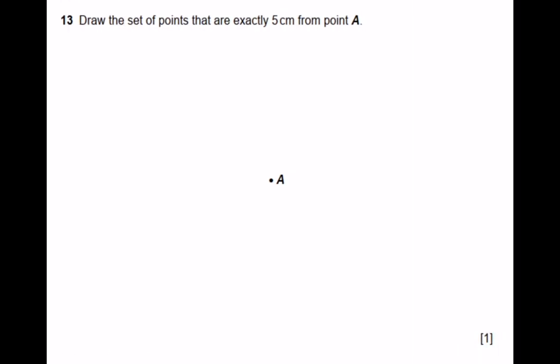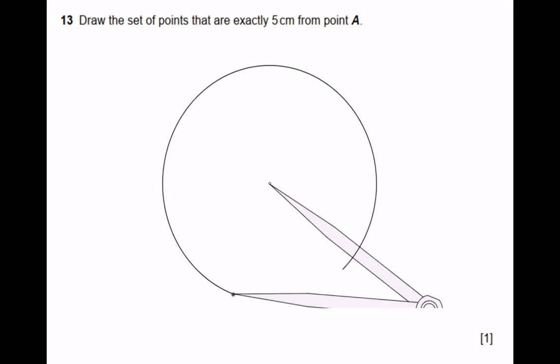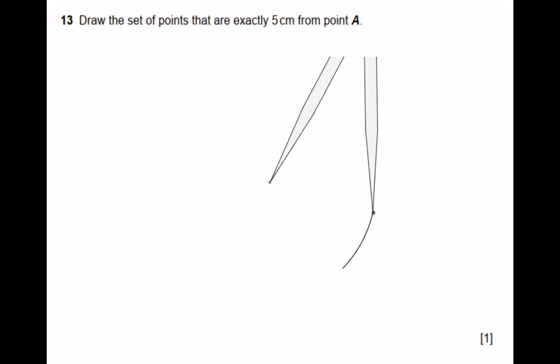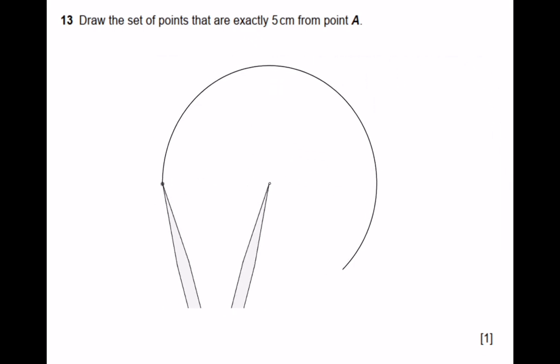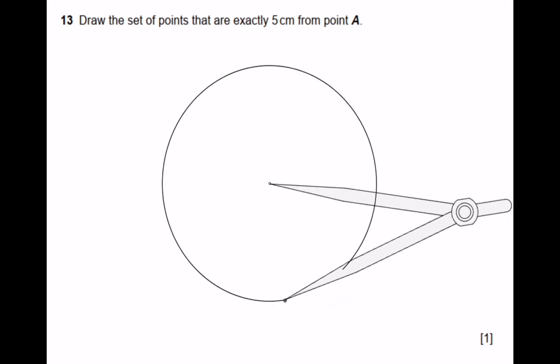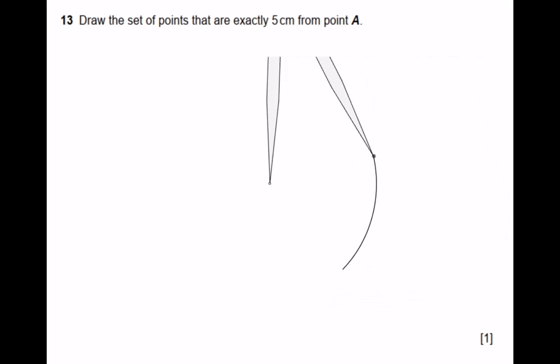Draw the set of points that are exactly 5 centimeters from point A. Draw the set of points. What do you mean by this? It means that we're going to draw a circle with a radius 5. So step 1, get your ruler, make a line, then start to draw using your compass a circle with 5 centimeters away from point A.